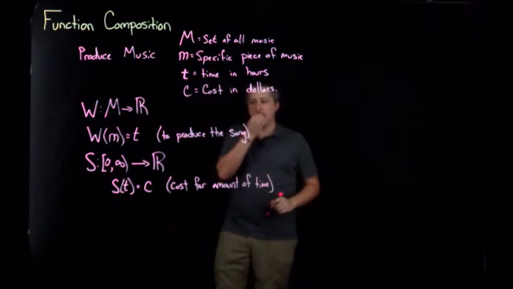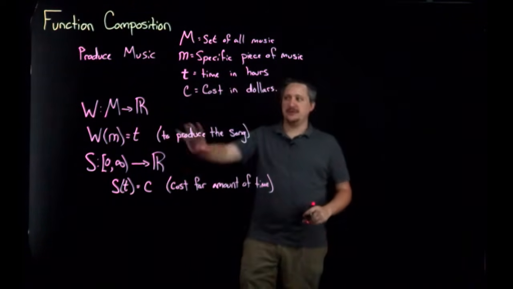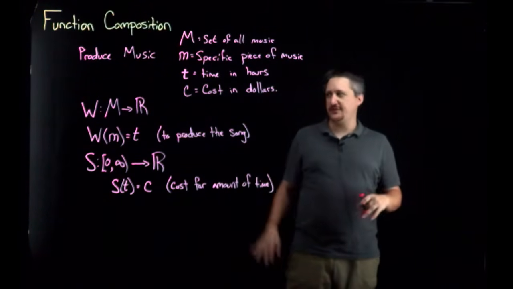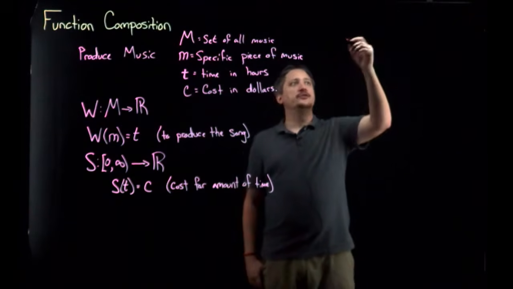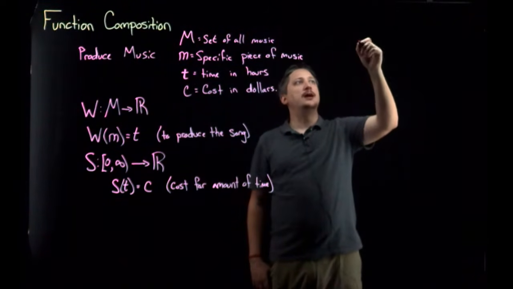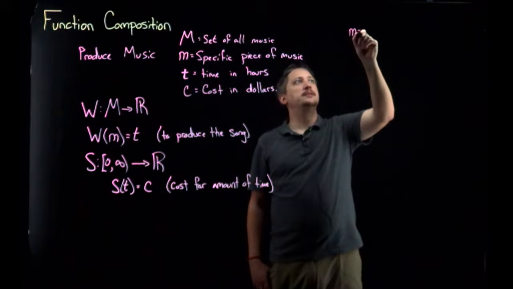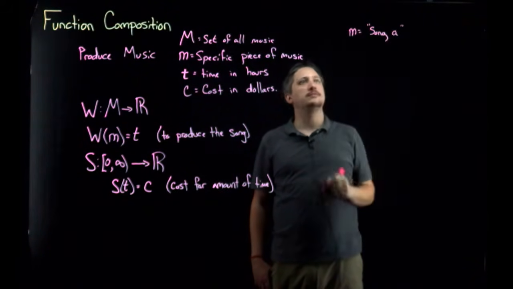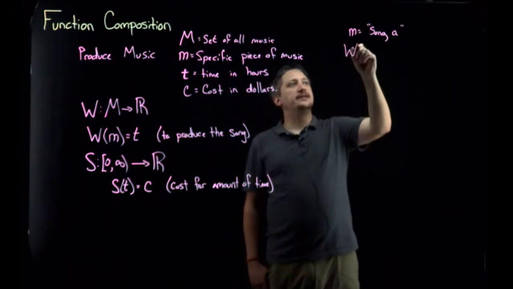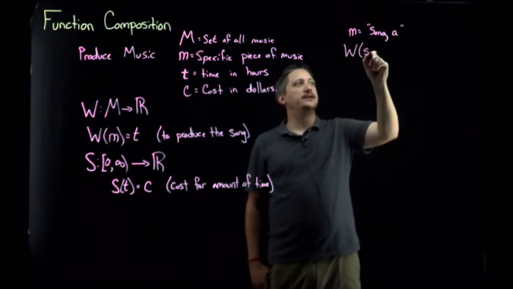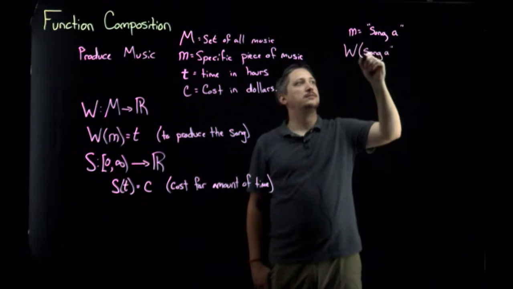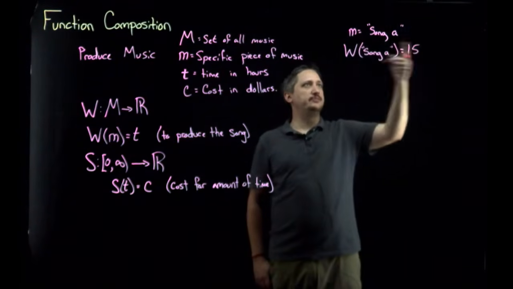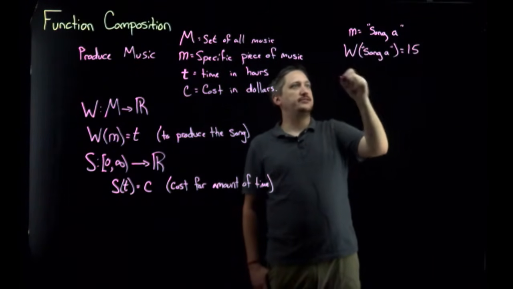Okay. Now this is very abstract. So let me give a specific example here, as much as I can, because I'm making things up, but a more concrete thing. So let's say I have a particular piece of music, M. I'm going to call it M is song A. Okay. And let's say that W of song A equals 15. So what does this mean?